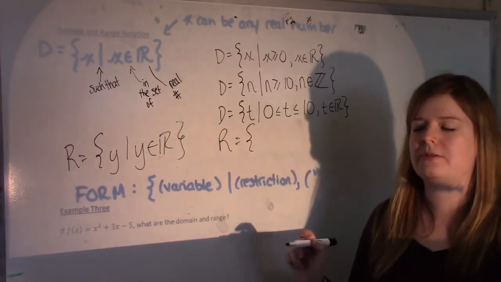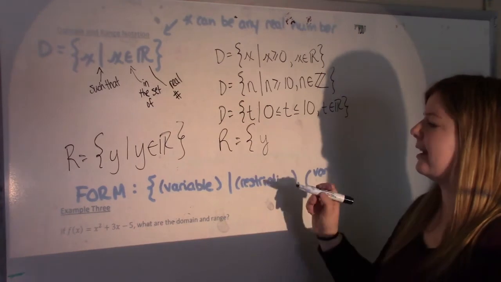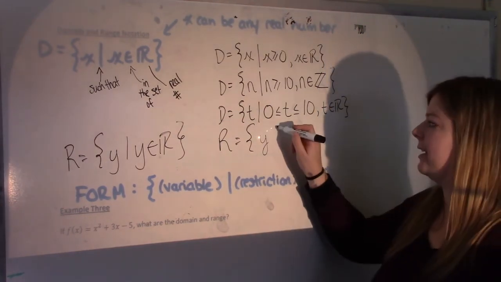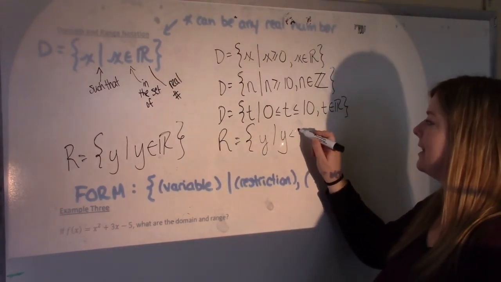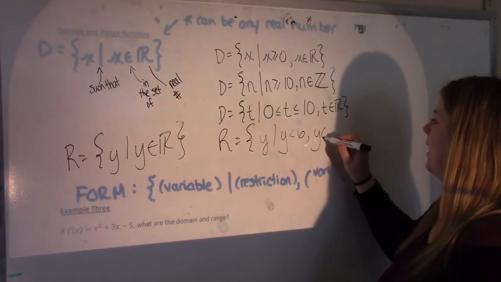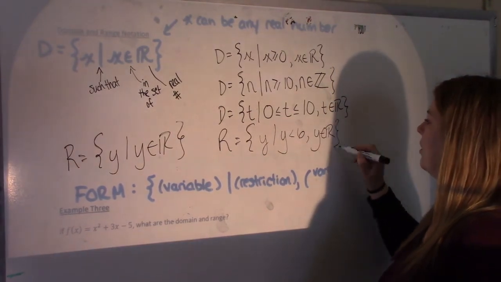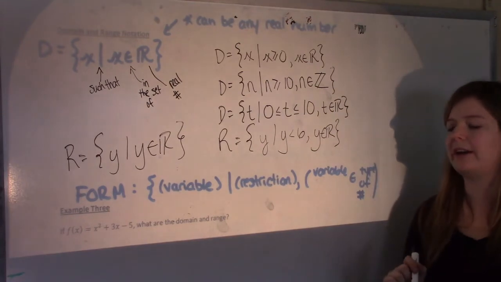So you start with your set notation. Now it's the range, so we're using y, such that y is less than 6, and we're letting y be in the set of all real numbers. And you end with your curly brackets.